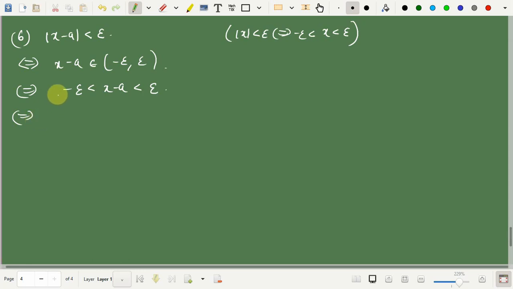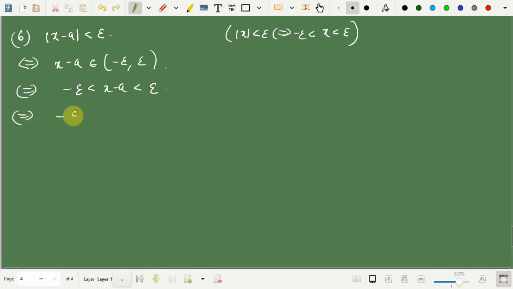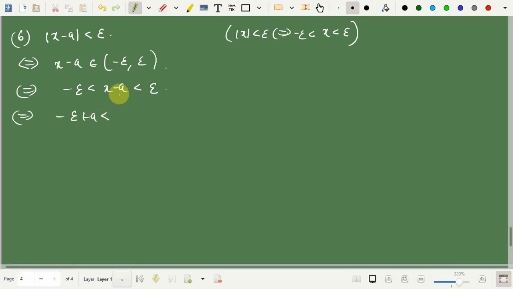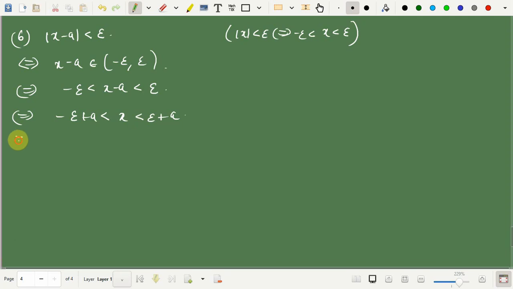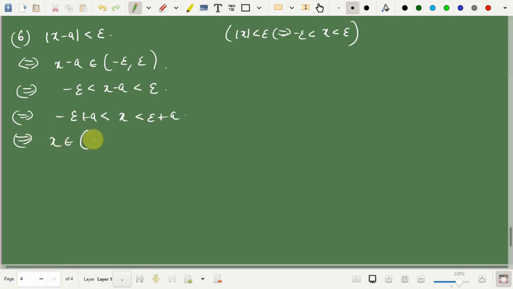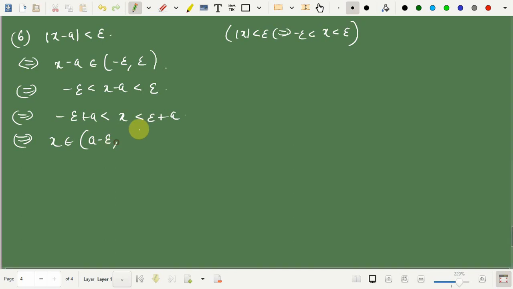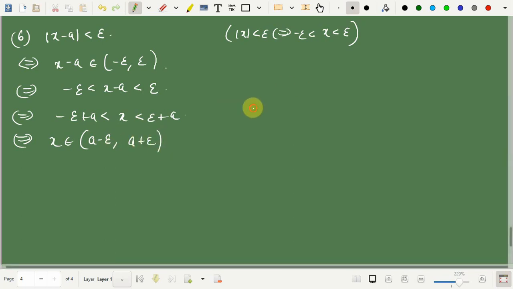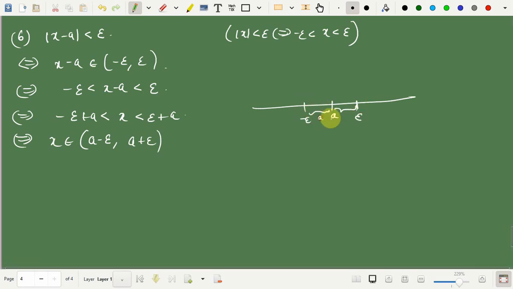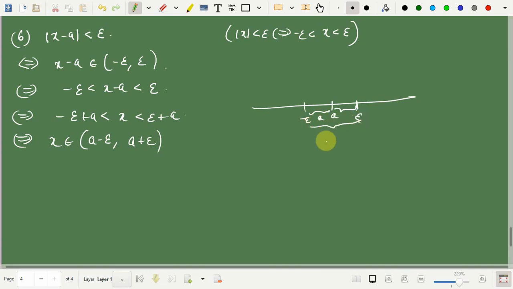So, if I add plus a throughout, then I will get minus epsilon plus a, which is less than x minus a plus a, that is the same as x, because I want to see where this x varies. So, therefore, this is the same as a plus epsilon. So, that is exactly the same as saying x lies in between a minus epsilon comma a plus epsilon. So, that is basically, if you have a, then if this distance is epsilon, on the left hand side we would have minus epsilon at the same distance. So, this is the interval a minus epsilon comma a plus epsilon.